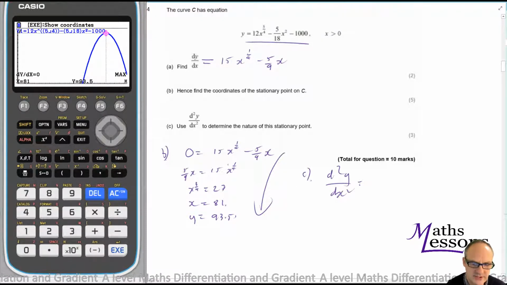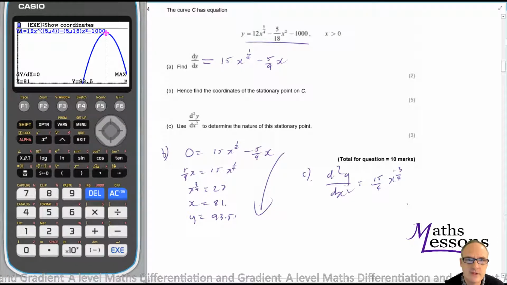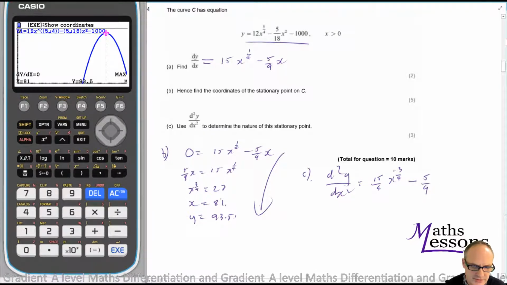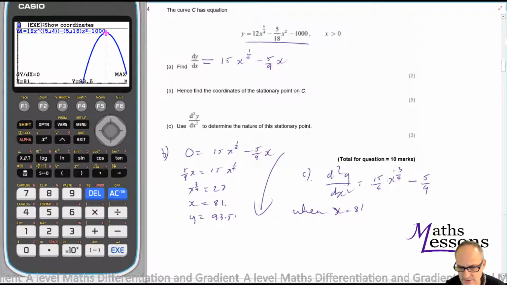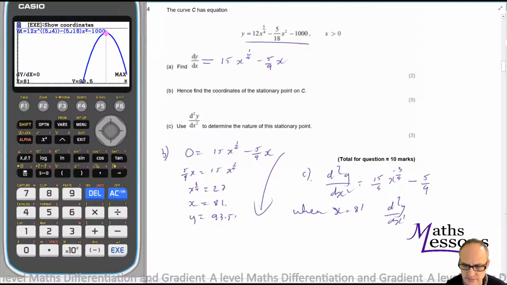Okay, so we differentiate again, we times by a quarter, and we get 15 over 4 x. Now we're going to get minus 3 quarters, and then we're just going to get minus 5 ninths. And then we put in x equals 81. We can see that when we do this, we're going to get quite a small number here, and then we're going to get minus this, and that's going to give me a negative answer. So therefore, d2y by dx squared is less than 0, therefore a max.